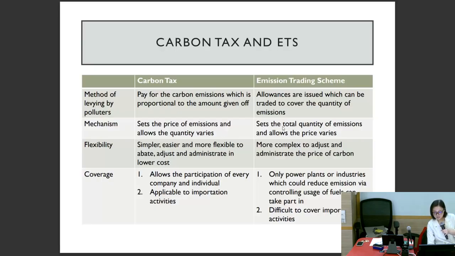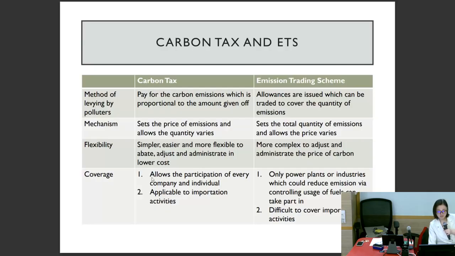Okay, and the ETS sets the total quantity of emissions and allows the price to vary. So it sets the cap, okay, the total allowable emissions, and the price of each allowance, each permit, will vary according to supply and demand. Carbon tax is simpler, easier, and more flexible to embed, adjust, and administrate at lower cost, while ETS is more complicated to adjust, and there could be some administrative charges.